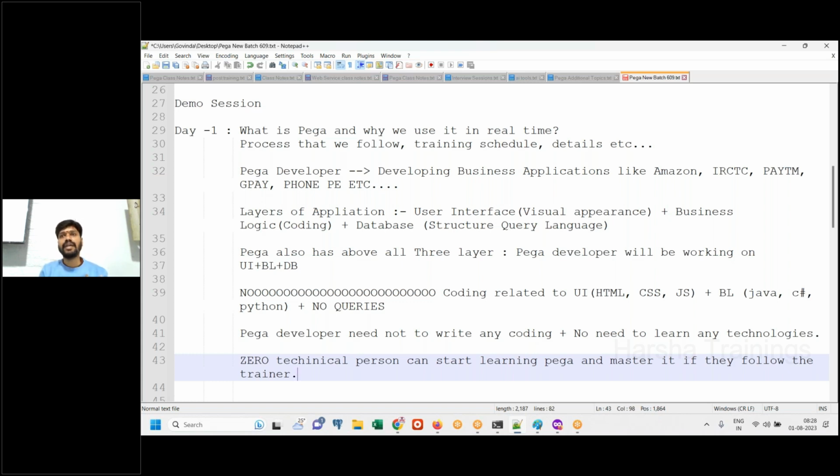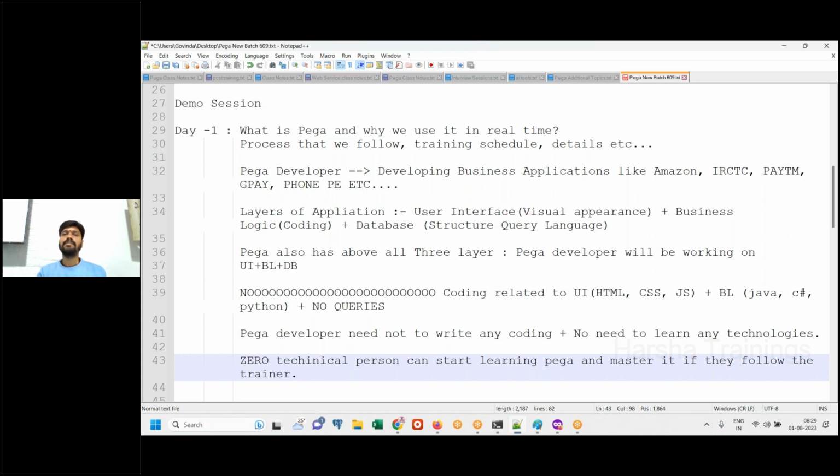Consider yourself as: I don't know anything about technology, I am a zero. I am from a non-technical background. I am from civil engineering, mechanical engineering, an MBA background, or a BSc or non-computers degree. No matter who you are or what your background was, we don't care about it. You should also not care about your background.